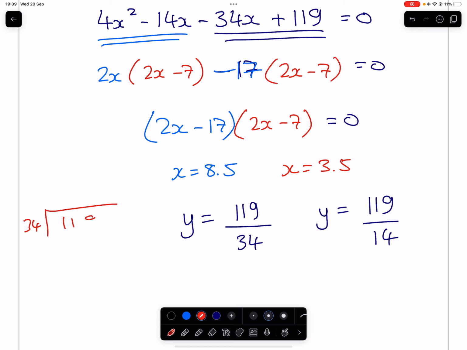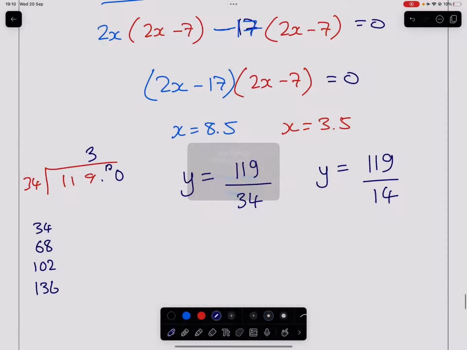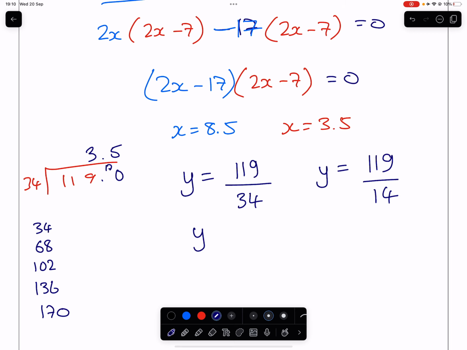34 into 119, so that didn't really help much. 34, I think I did the times table wrong, 68. Yeah, that should have been 102, and then 136. So we're going to get 3 wholes, which will leave us with a remainder of 17. But that's fine because 170, sorry, is the next number on this. So this is going to be 3.5. So y is 3.5 here.